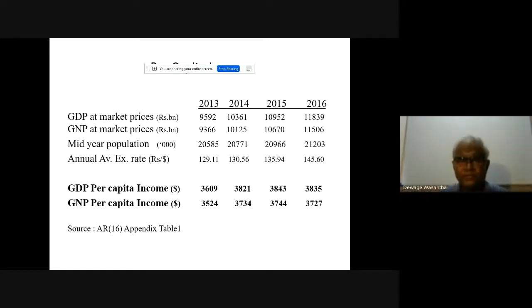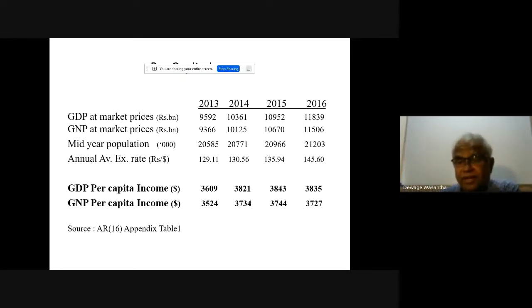So the value of goods and services produced in the economy may be rising, but when you calculate per capita income, it is falling. Why? What are the reasons? Then how do you calculate? We take the GDP at market price from the Central Bank annual report, appendix table number 1. Both numbers are there, GDP at market price. Then the mid-year population, in thousands. In the Sri Lankan case, 2016, the mid-year population was 21.2 million, or 21,203,000, in thousands.